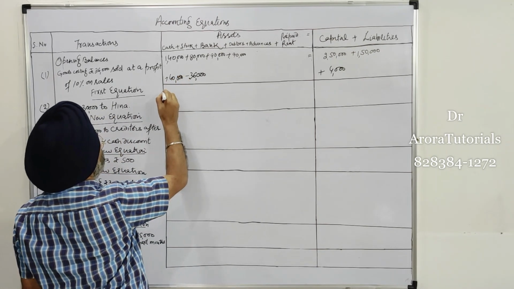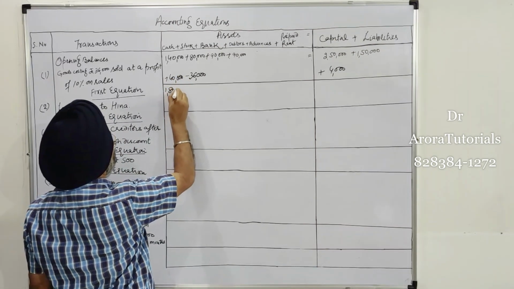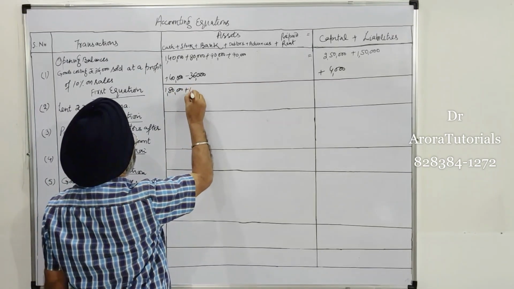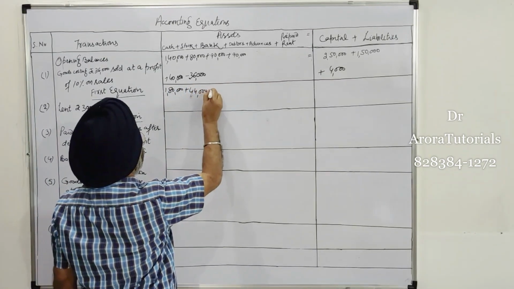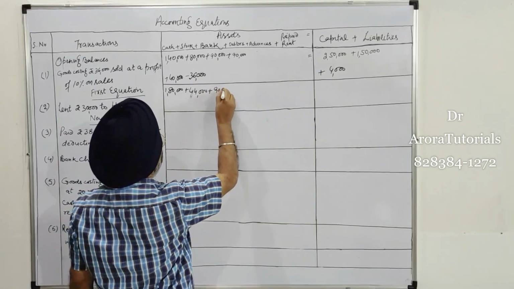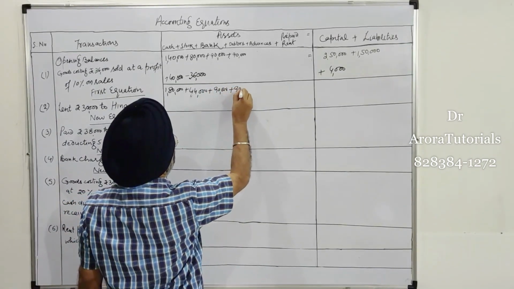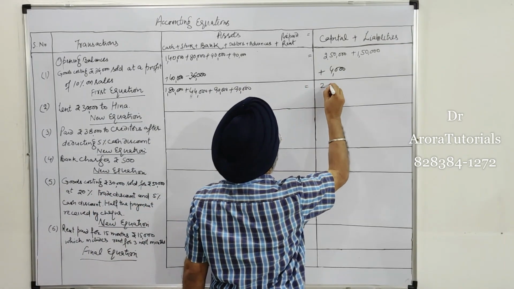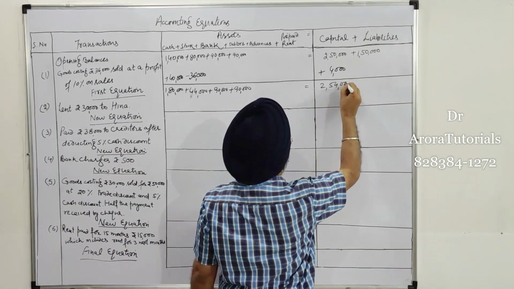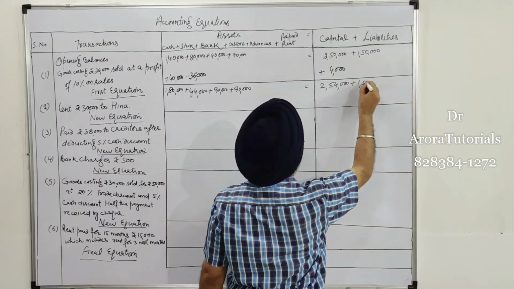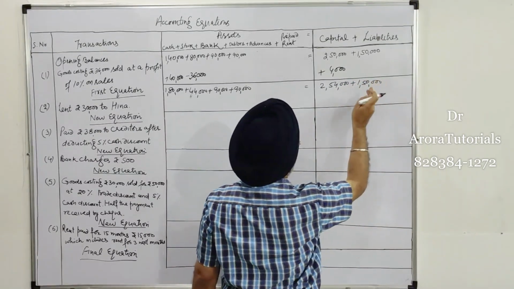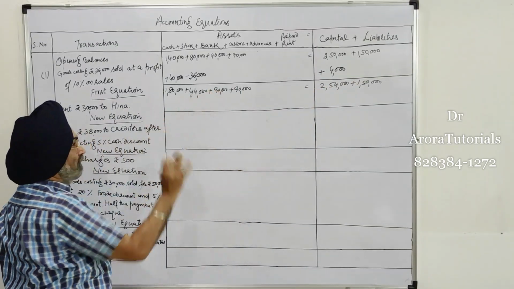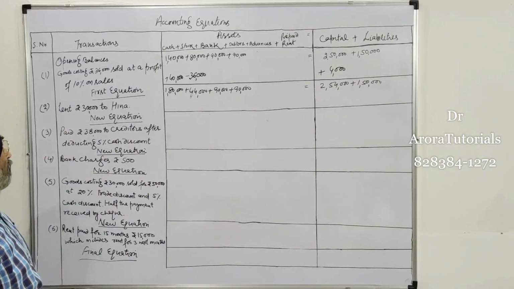So our new equation will be 1,80,000, 44,000 plus 90,000 plus 90,000 is equal to 2,54,000 plus 1,50,000 as our liability. So 4,04,000 on this side and 4,04,000 on this side.